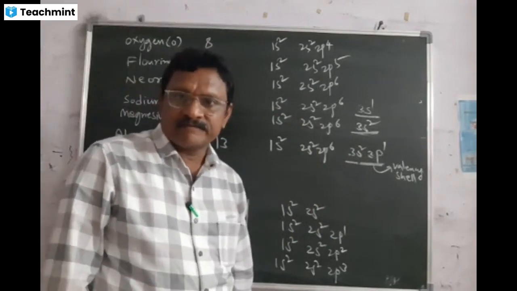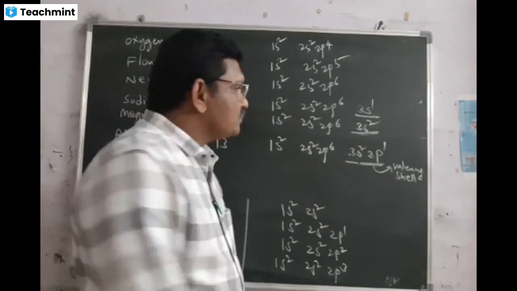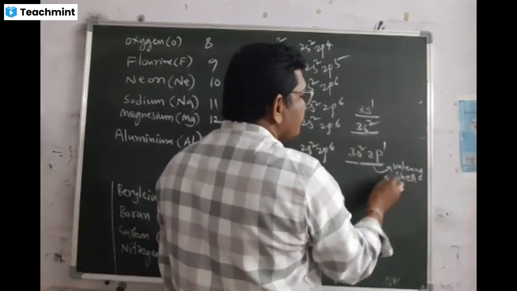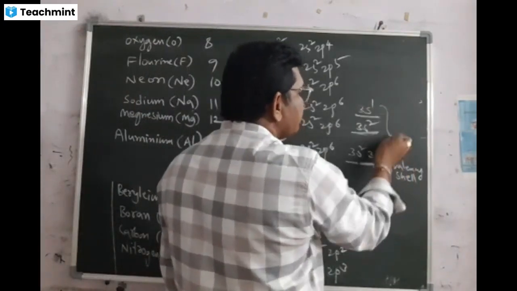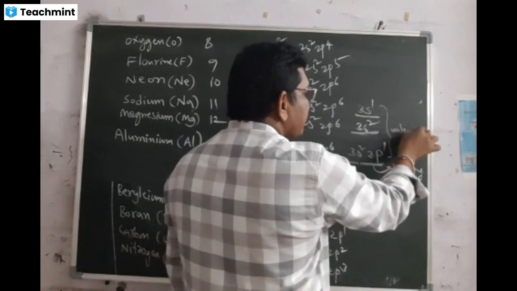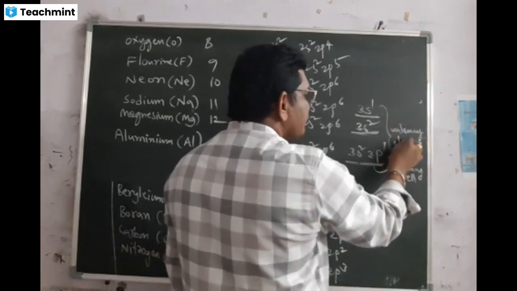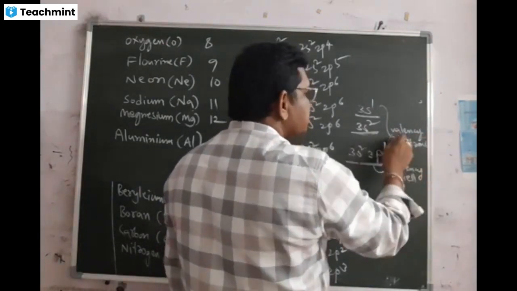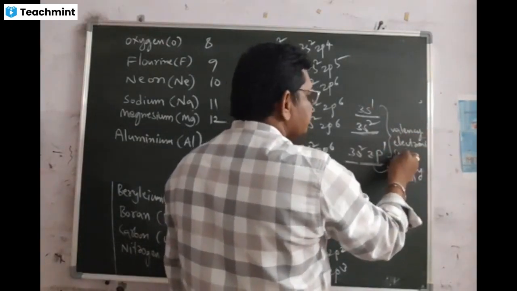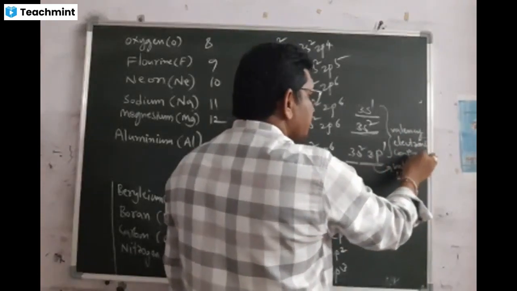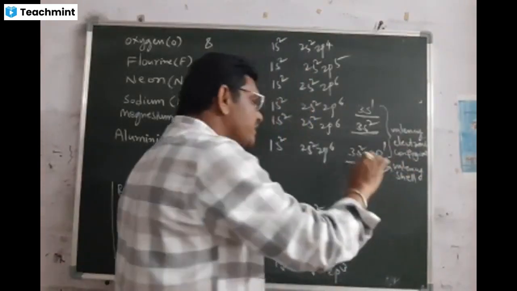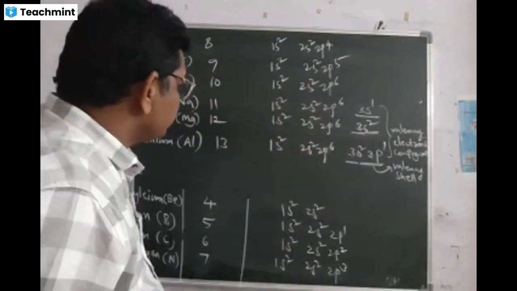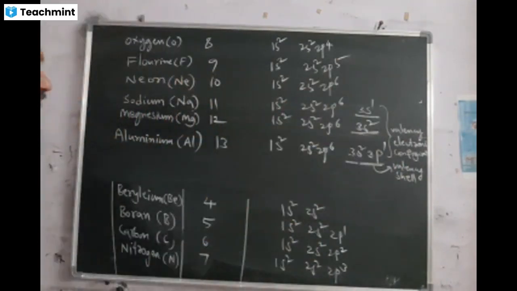So this last configuration is called what? Valence electronic configuration. You remember this word? I will explain it very clearly in coming classes. This is called valence electronic configuration. This word you have to remember. It will be understood very clearly in the next classes.